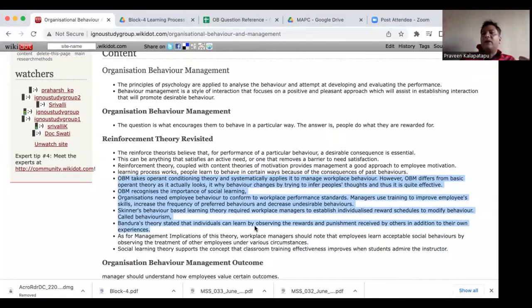It talks about operant conditioning and all, and OBM improvises on it. The social learning part which we learned, even that part. Skinner talked about behavior theory, and Bandura talked about saying that not just your behavior, it's also the other person's behavior. So these are all the theories that were there in the last chapter, and that is exactly what is revisited in this.